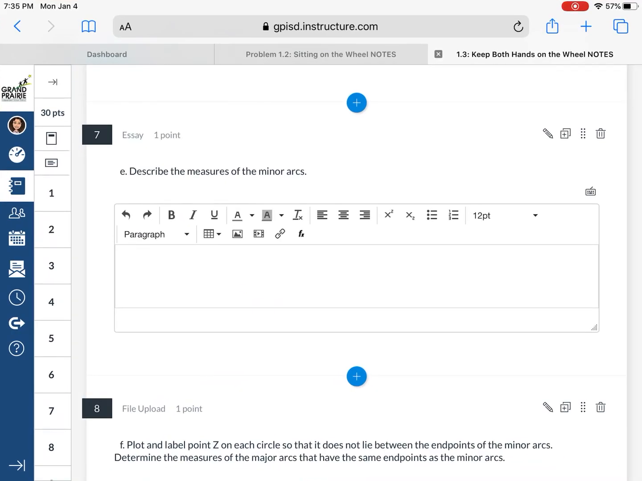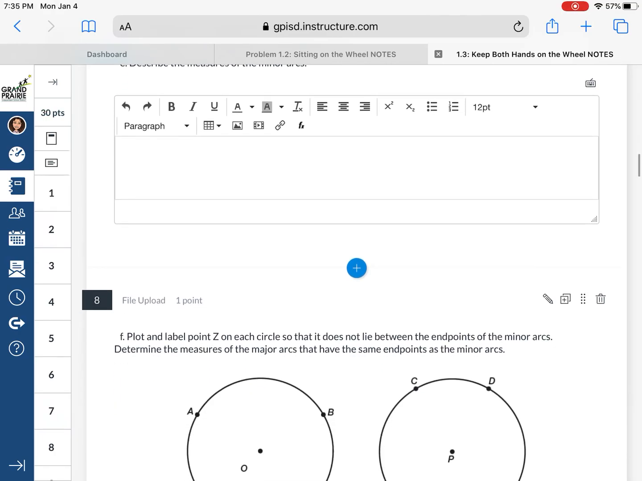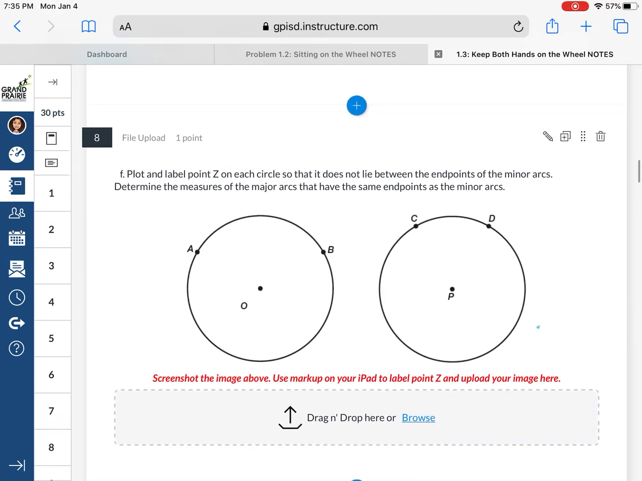So go ahead and type your thoughts there: describe the measures of the minor arcs. We were comparing the lengths here. I also just gave you some thoughts to see what you could jot down. Think of this more like a discussion. Last question here.